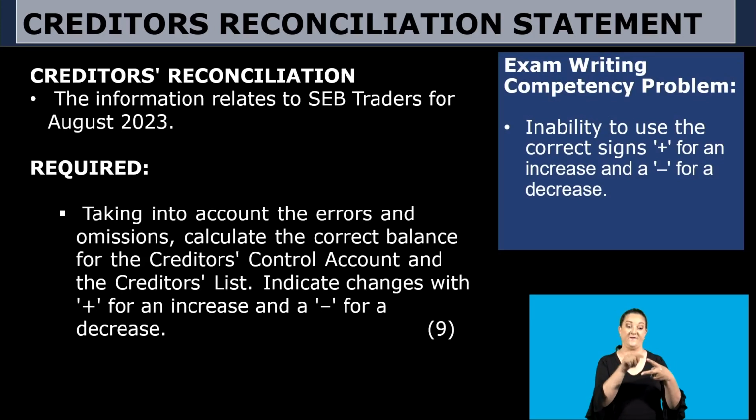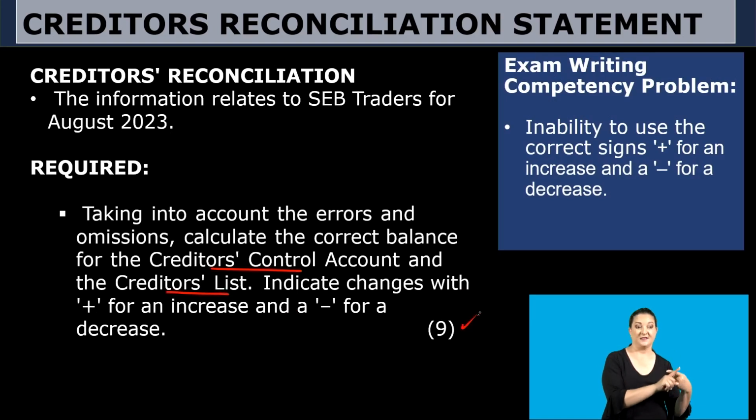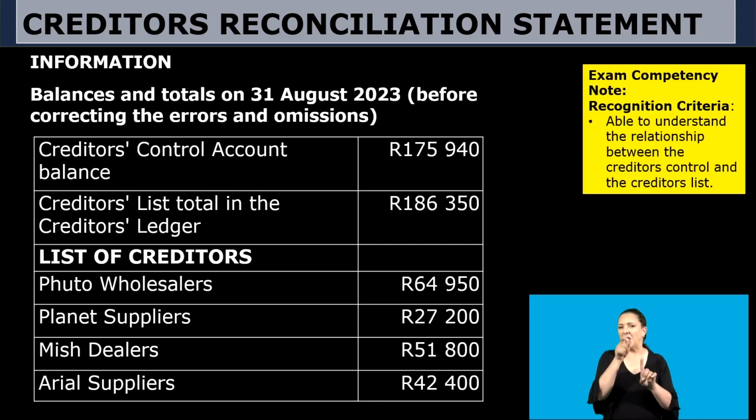And the question reads, the information relates to SEB traders for August 2023. Required: take into account the errors and omissions, and calculate the correct balance for the creditors control account and the creditors list. Indicate the changes with a plus for an increase and a minus for a decrease. And we stand to win 9 marks. Let us see what the examiner has for us.